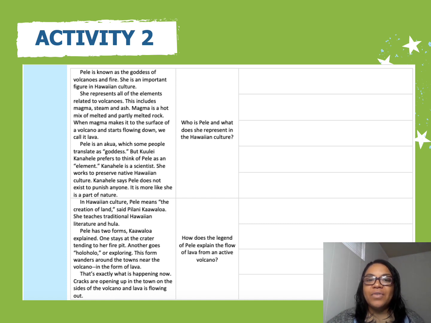Good. For the last questions, you will use the article. Who is Pele and what does she represent in Hawaiian culture? And how does the legend of Pele explain the flow of lava from an active volcano? You got that? Great. And don't forget when you answer the questions to use evidence from the article to support your answer.